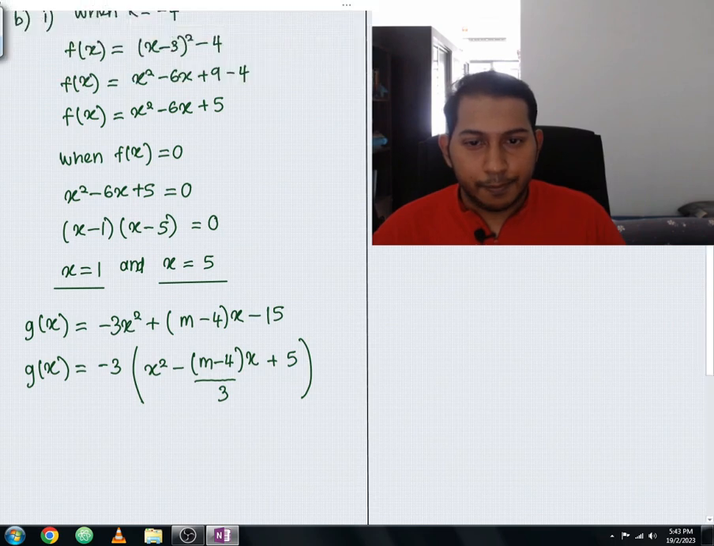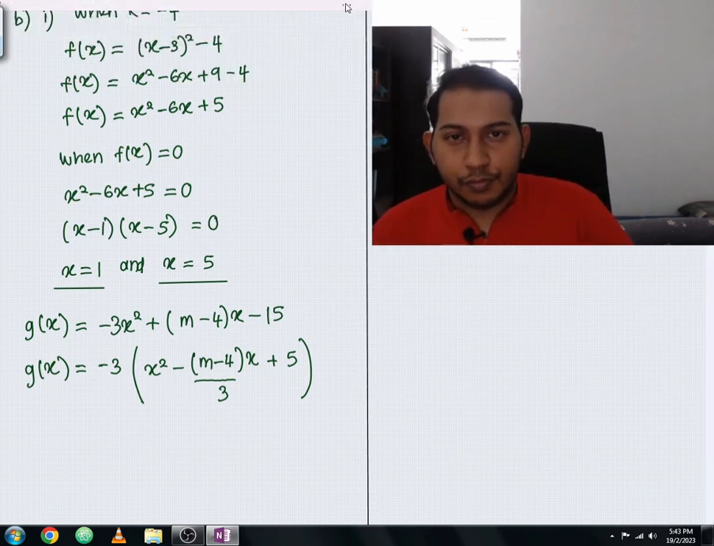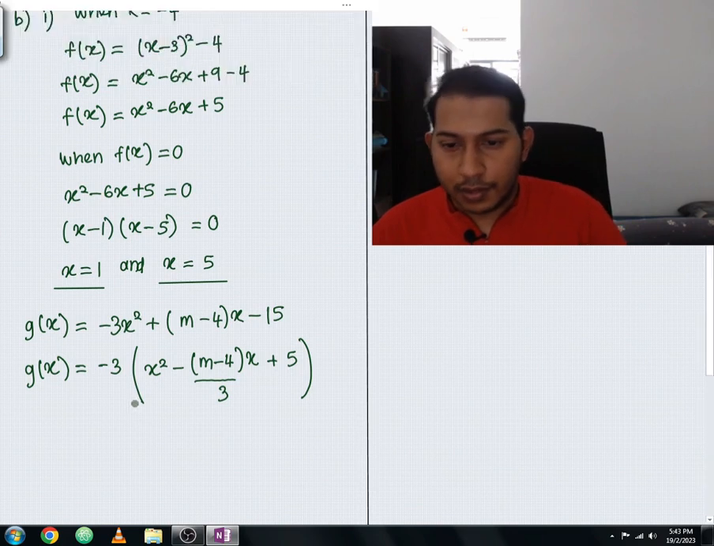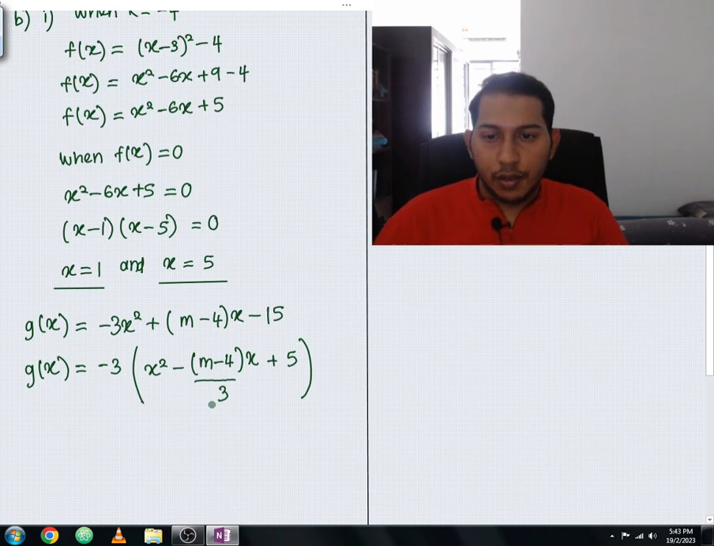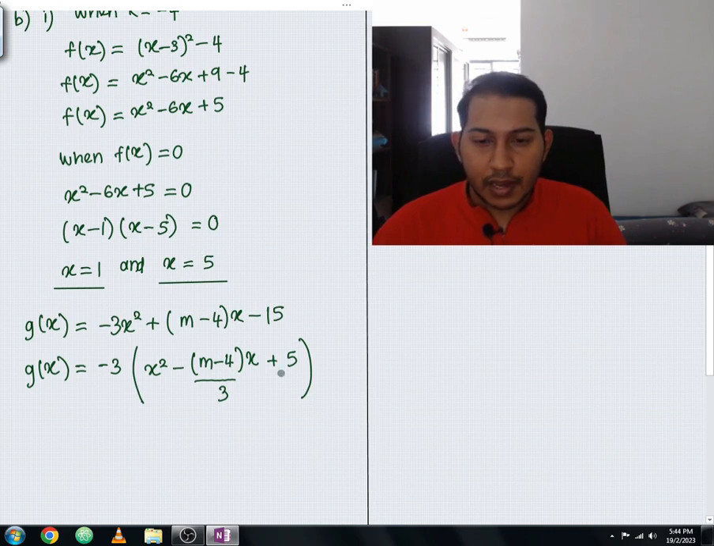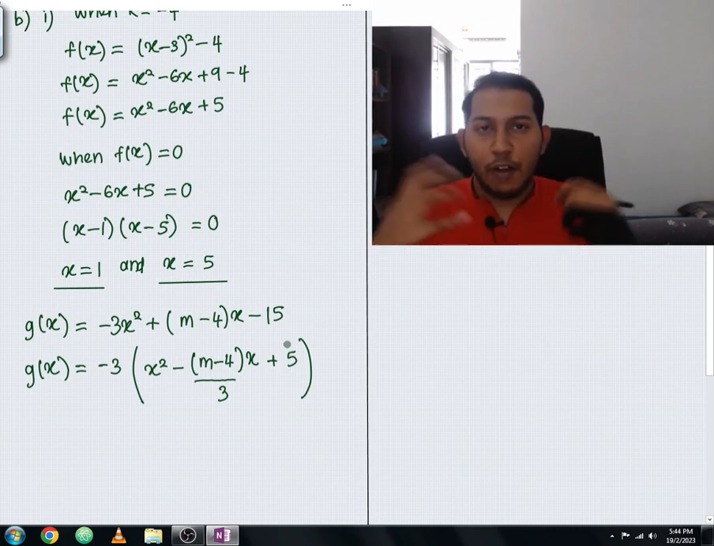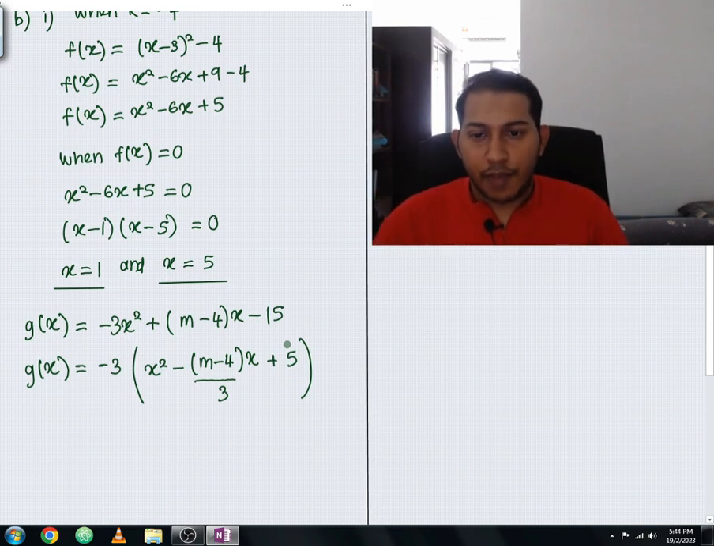All right, so from here let us continue our calculation for SOR or POR. For POR, it's very obvious: 1 times 5, you should get 5. Very straightforward. So now, since we are going to find the value of m, we're going to use the SOR concept, sum of roots.